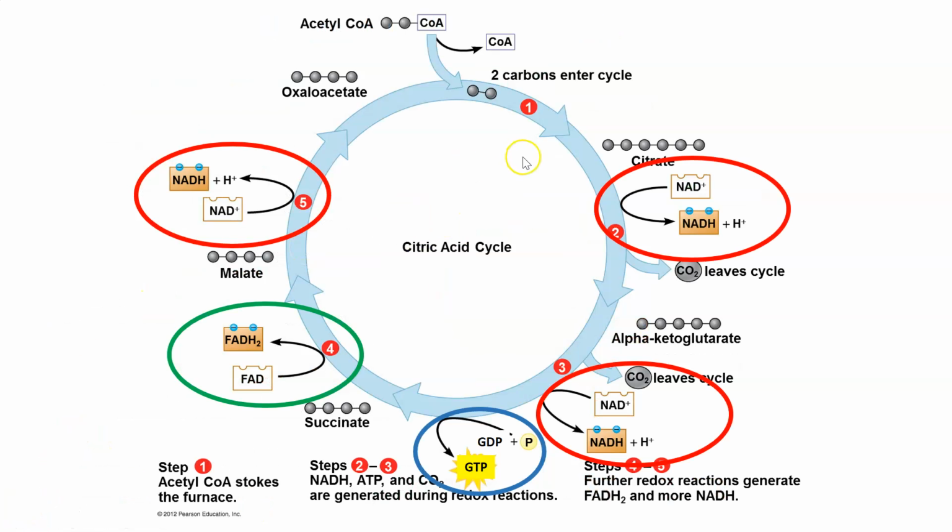Just to mention those important molecules again. You get one molecule of NADH here, another molecule of NADH there, a molecule of ATP or GTP here, one molecule of FADH2 there, and another molecule of NADH. This is for every one turn of the cycle. Because there are two molecules of acetyl CoA coming in, we can double this.